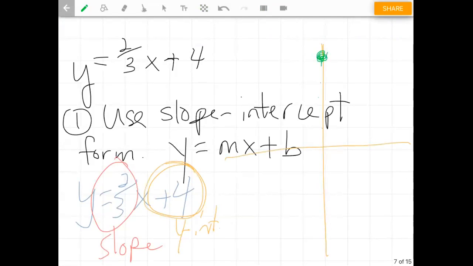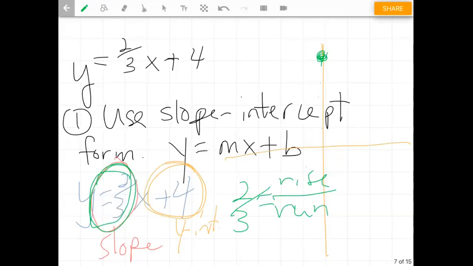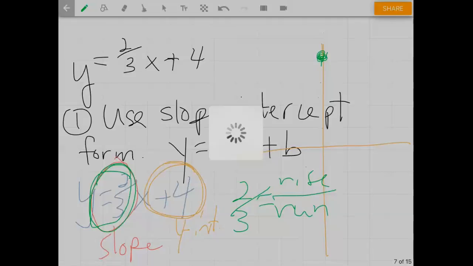And then from there, you're going to do the slope. Well, the slope is 2/3, which is in fraction form. So slope, if you remember, is rise over run. So we're going to go from our y-intercept and we're going to rise 2. So 1, 2. And we're going to run 3. So 1, 2, 3. So it's going to be up here. And I hit share because I went off my graph.